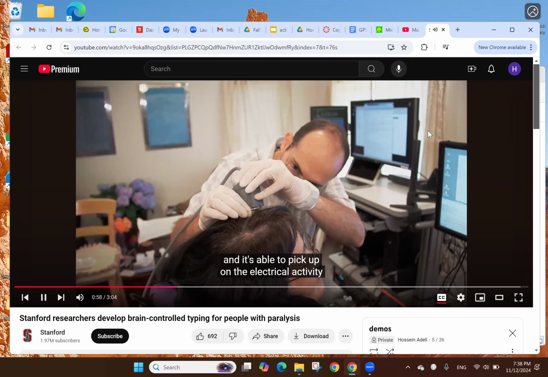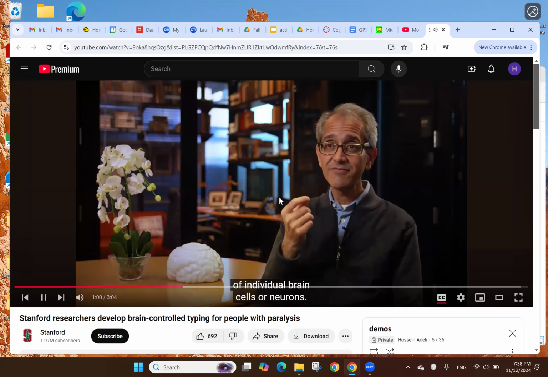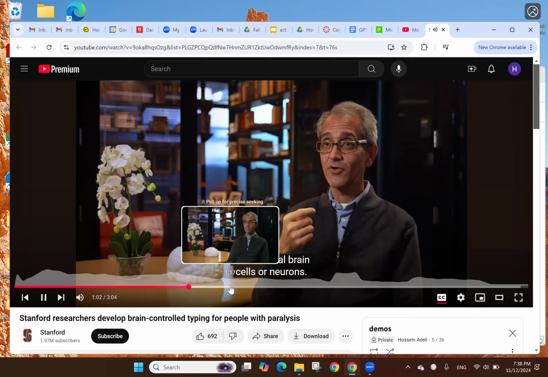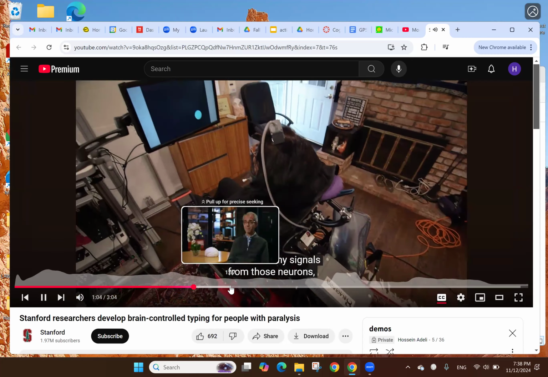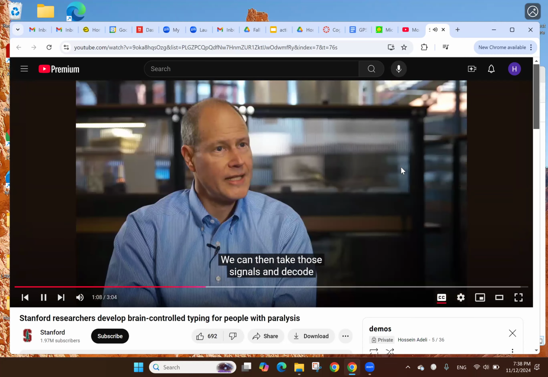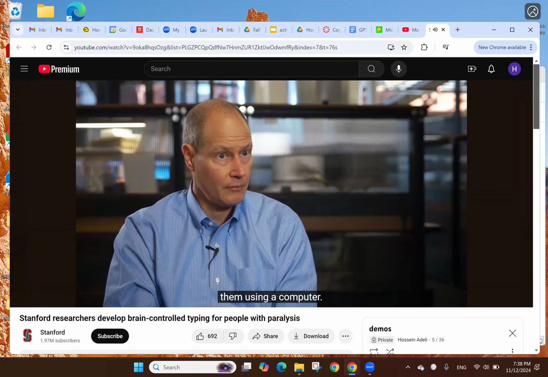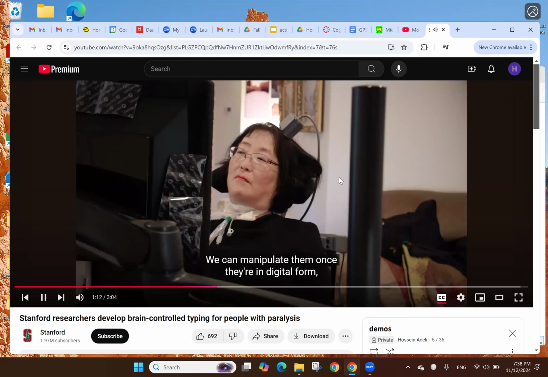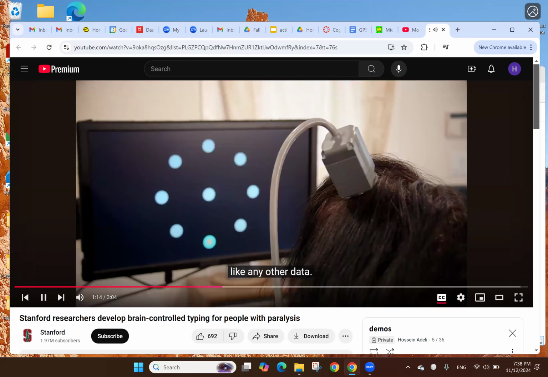Able to pick up on the electrical activity of individual brain cells or neurons. We record tiny signals from those neurons, those brain cells, called action potentials. We can then take those signals and decode them using a computer. We can manipulate them once they're in digital form like any other data.